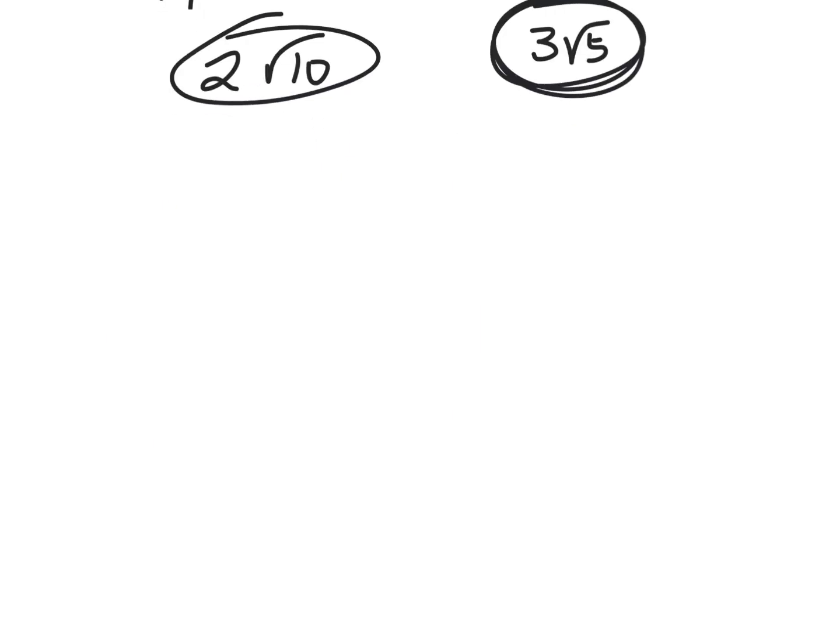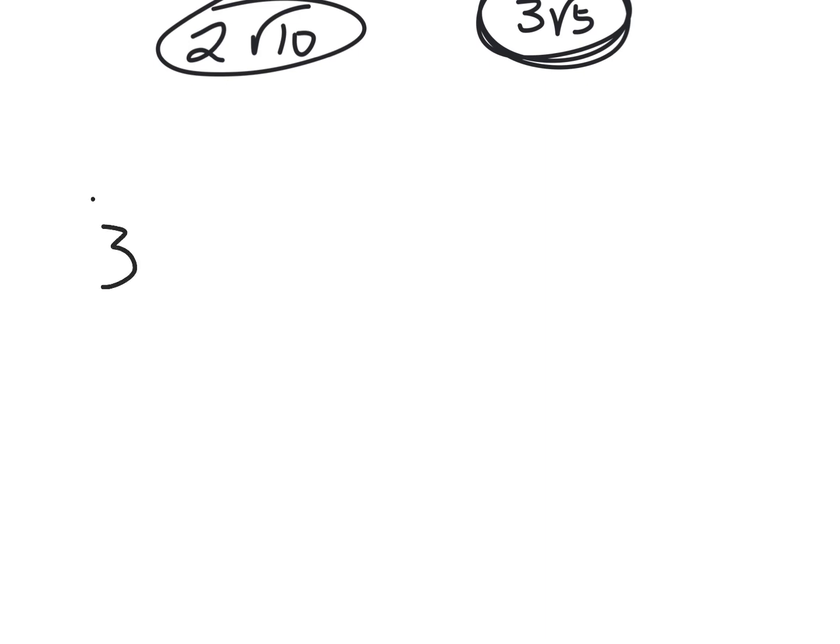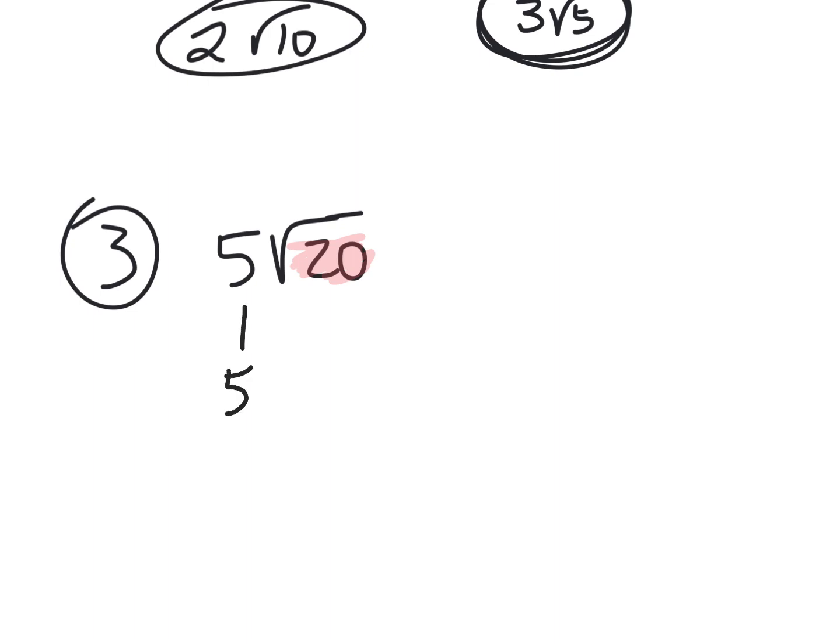Okay, on to number 3. Amelia, can you read us number 3? 5 square root of 20. Can't this just be done? No, because the square root of 20 could actually be broken up into two things. Ian, can you tell us what those two things are? Square root of 5, square root of 4. And one of those two works out perfect.